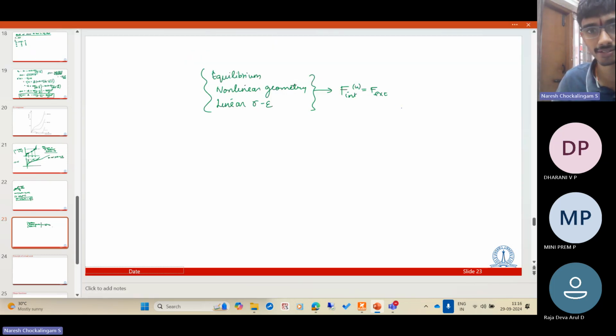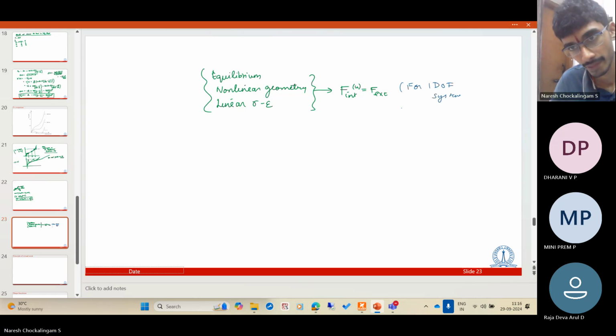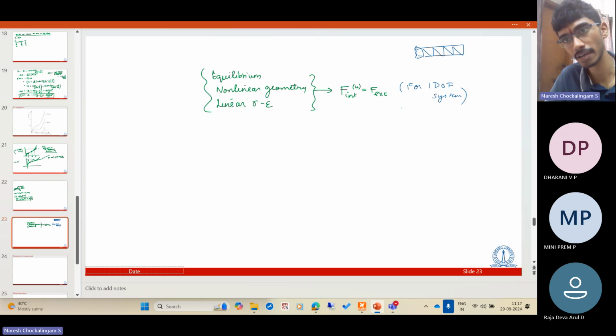So what we did today is this for a 1D system, for 1 degree of freedom system. Now, what will happen? Suppose we have an entire truss, say we have an entire truss like this, and I'm applying some force here.